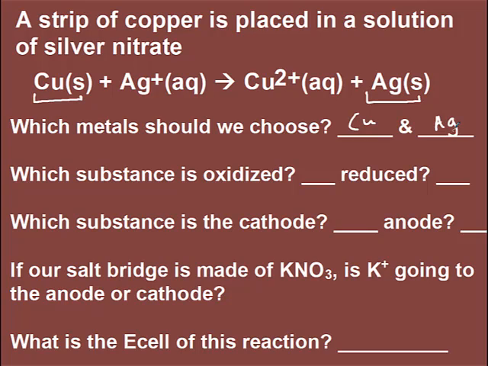Then, which substance is being oxidized? Oxidized means it should become more positive. Well, copper becomes more positive. It goes from a 0 oxidation number to a +2 oxidation number. And then silver ion is being reduced. It gains electrons. It goes from a net +1 to a 0 oxidation number.